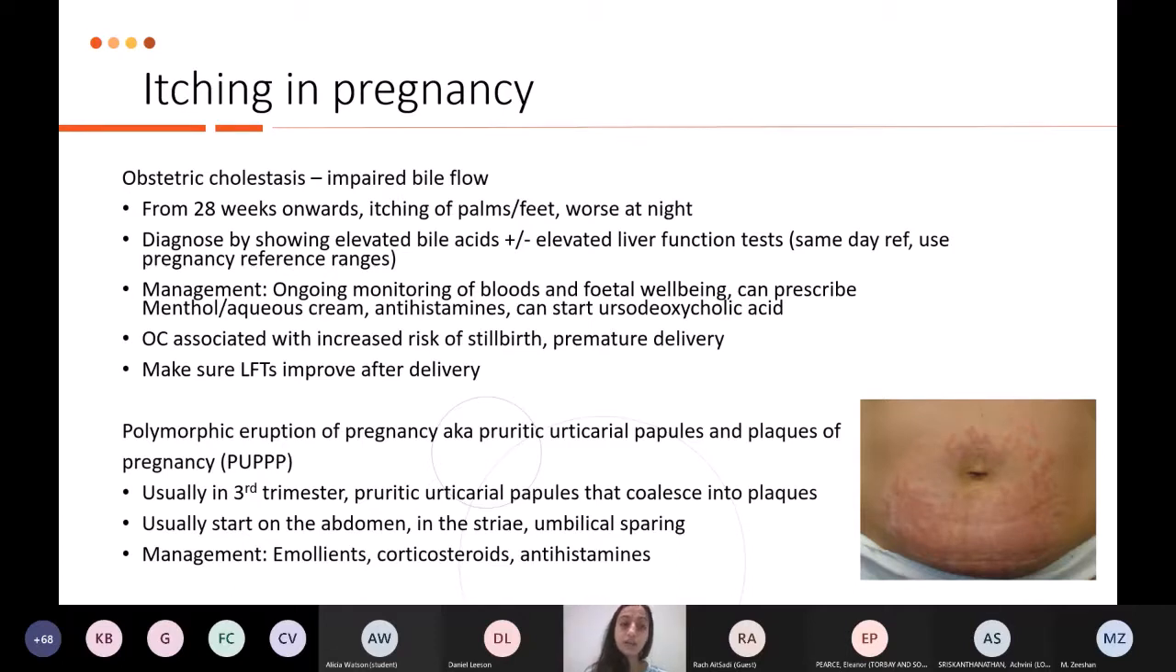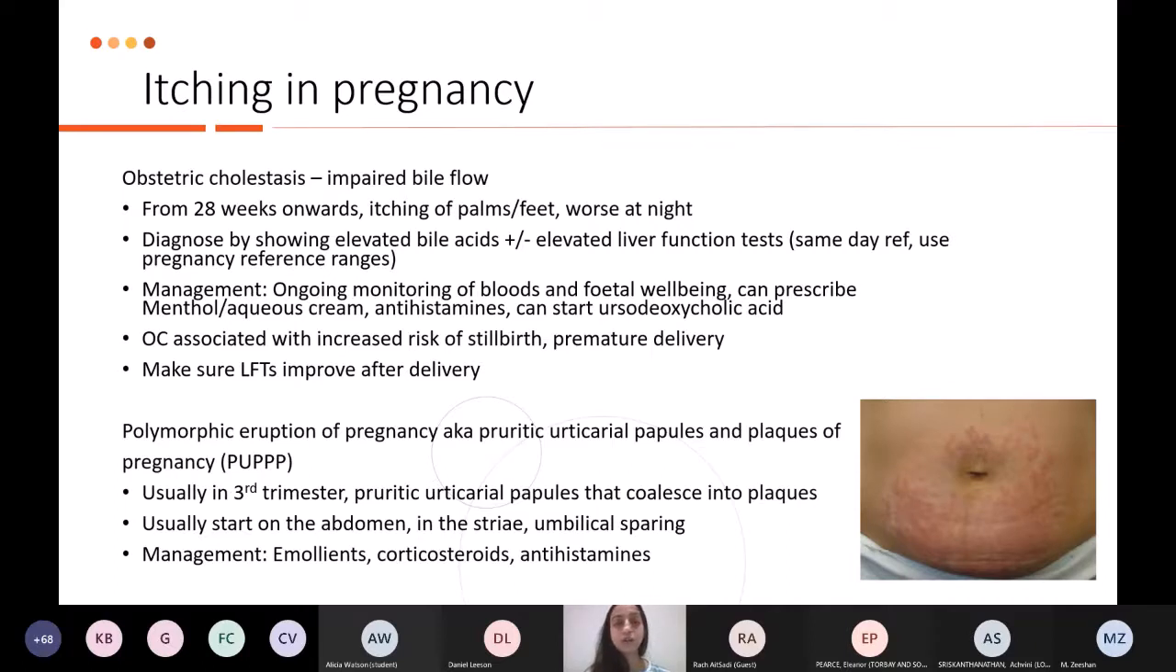Just thinking about other rashes and itching in pregnancy, because women do turn up to triage and then you think this doesn't quite fit, so I'm just going to talk you through a couple more rashes. OC doesn't actually present with a rash, it can present with excoriations because women are itching so much, but the other conditions I'm going to talk about do present with a rash.